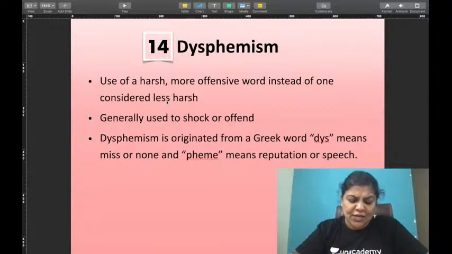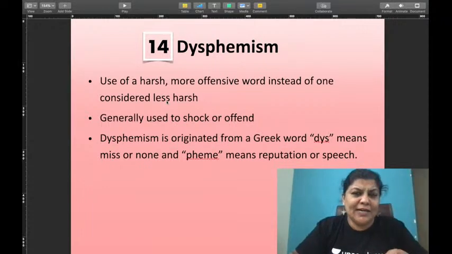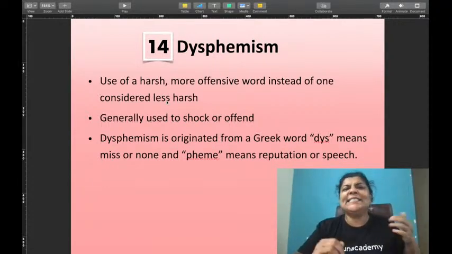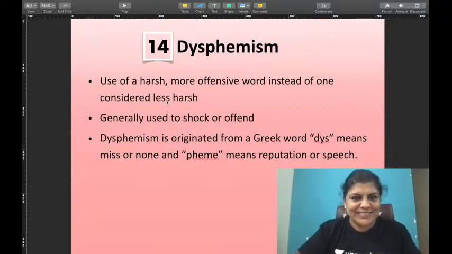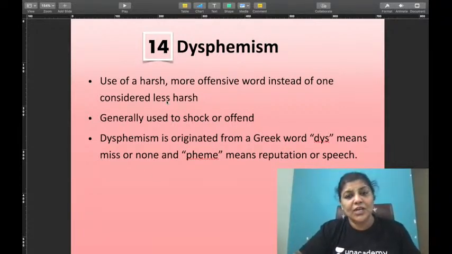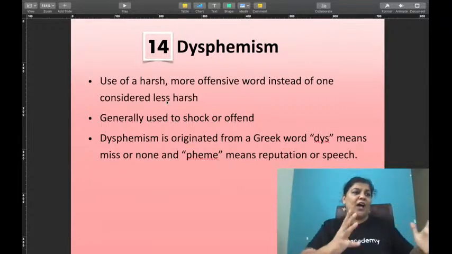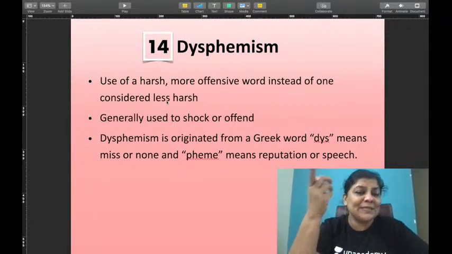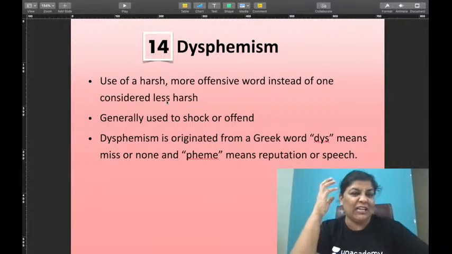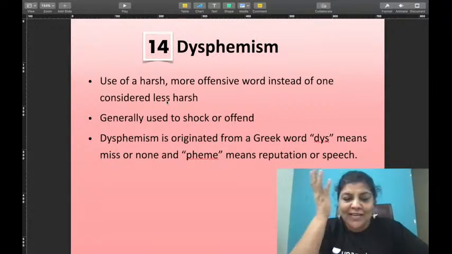Euphemism means instead of using a harsh word, instead of saying he died, you say he passed, he went. Died is a harsh word. Went is a mild word. I know people often confuse. Euphemism means instead of a harsh word, you say a kind word, a less harsh word. Opposite is dysphemism. Use of a harsh or offensive word instead of a less offensive word.